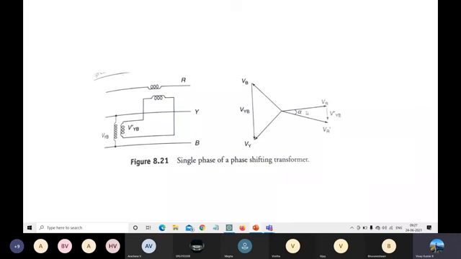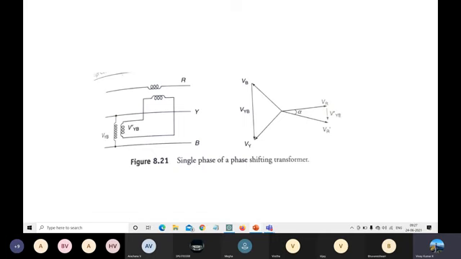So normally, if you consider three phase voltage levels, the phase angle will be 120 degrees, right?